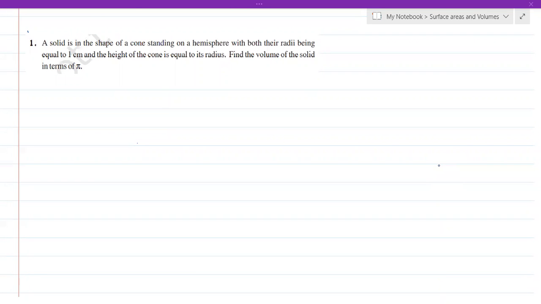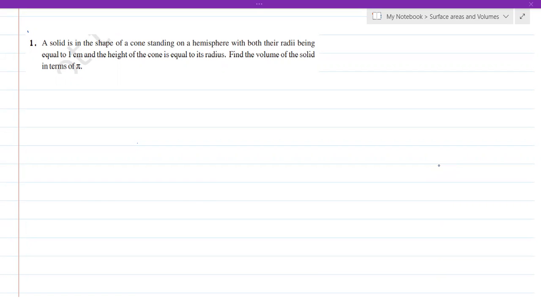Students, so let's continue with the problems. The second exercise, first question. A solid is in the shape of a cone standing on a hemisphere with both their radii being equal to 1 centimeter and the height of the cone is equal to its radius. Find the volume of the solid in terms of pi.